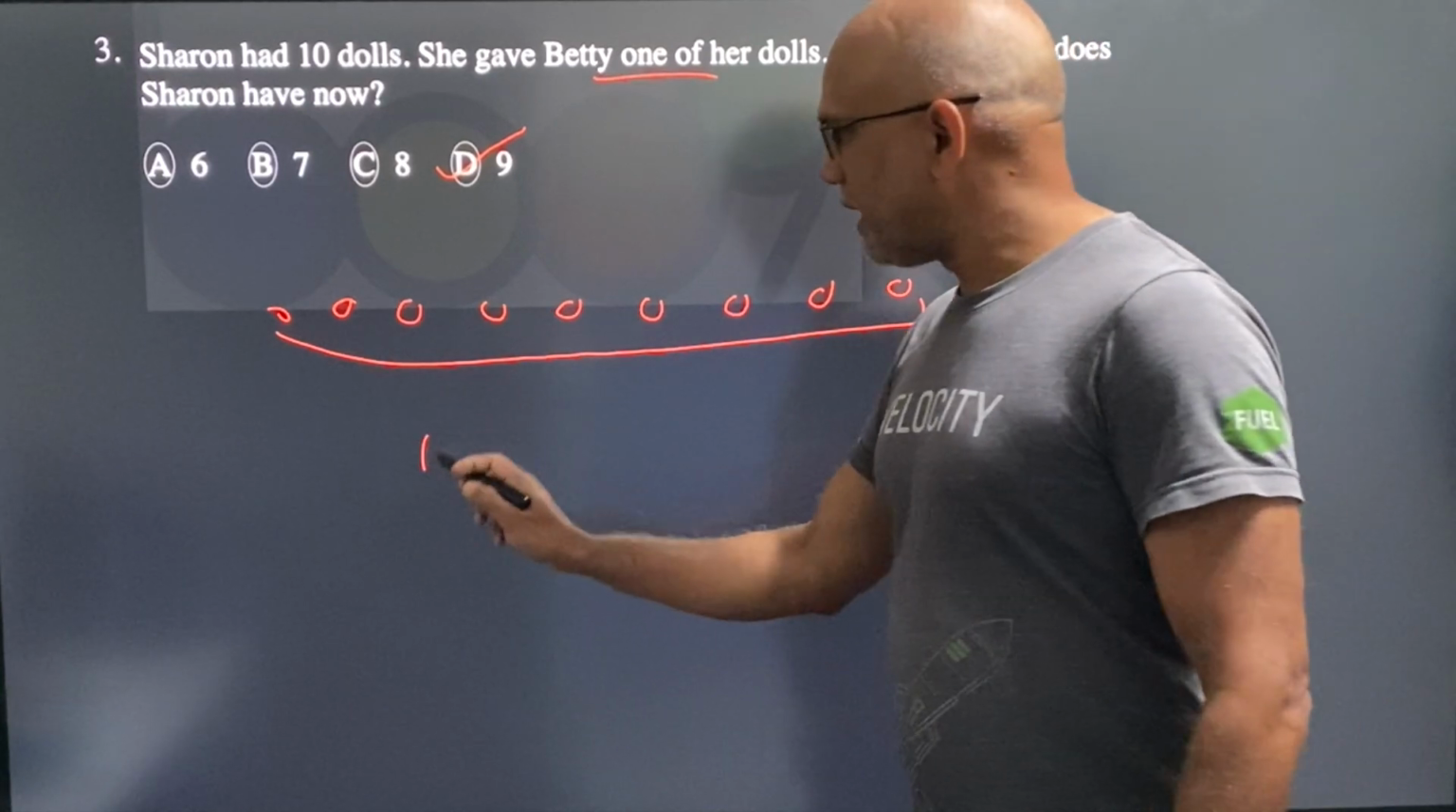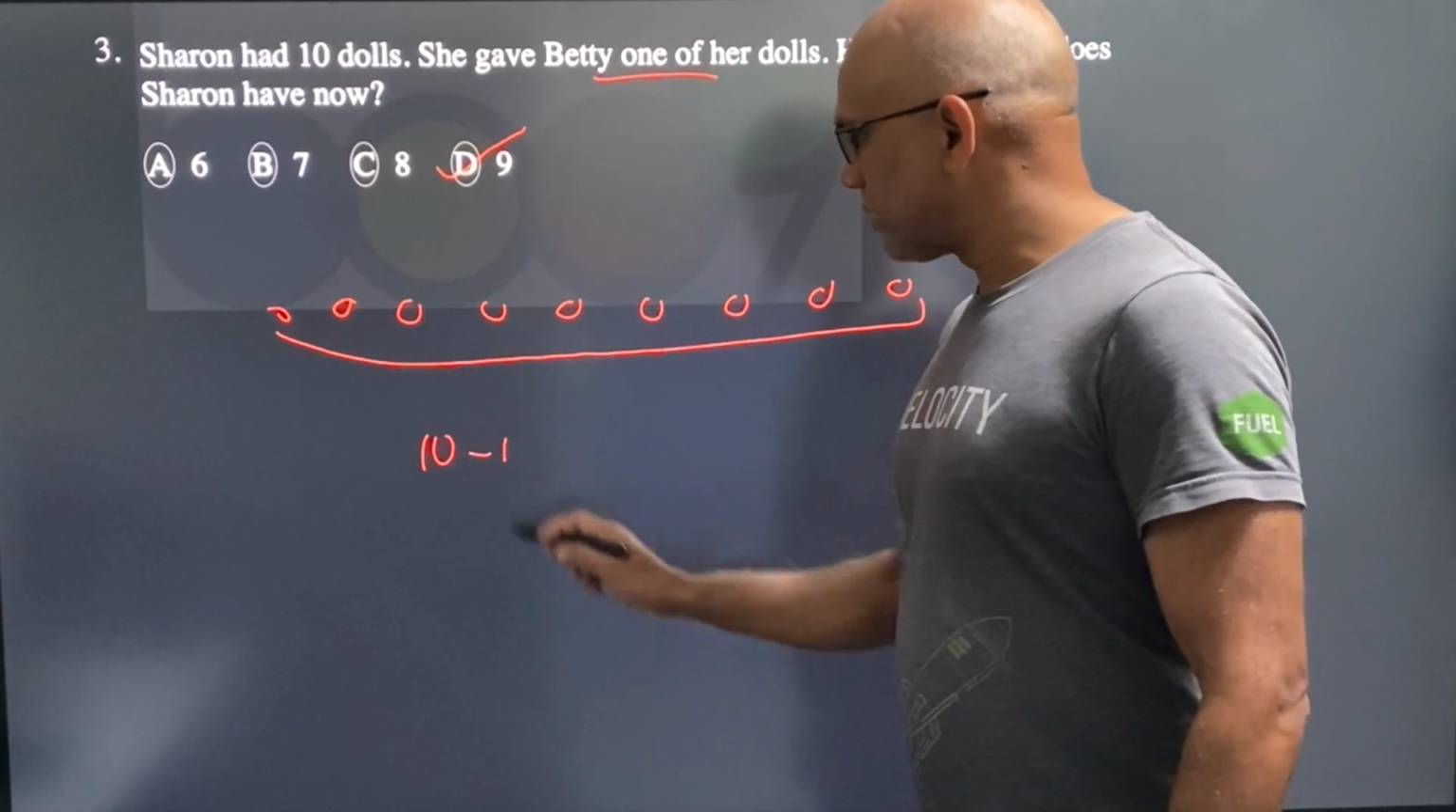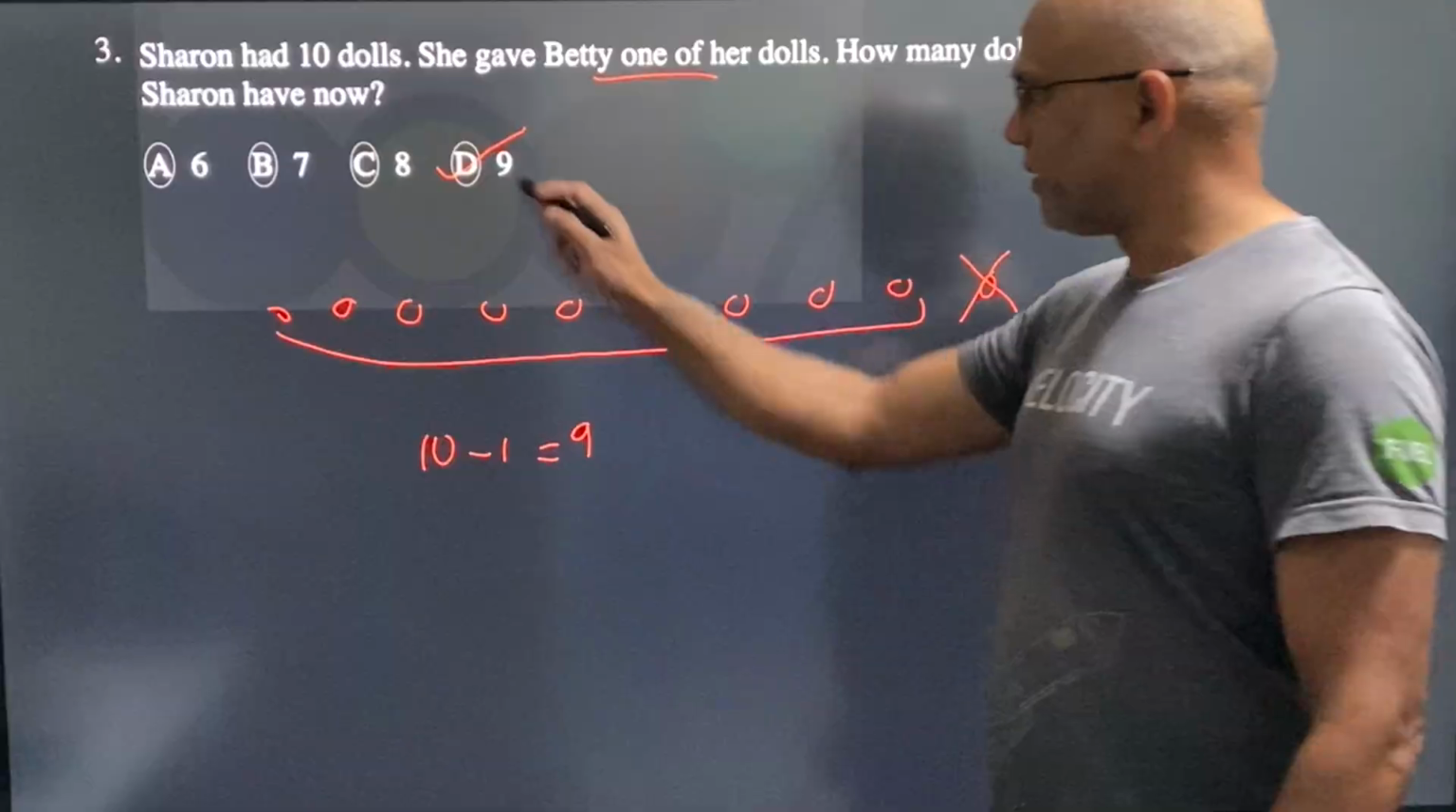This is also, she had 10 dolls. She gave one away. So there is 10 minus 1 is equal to 9.